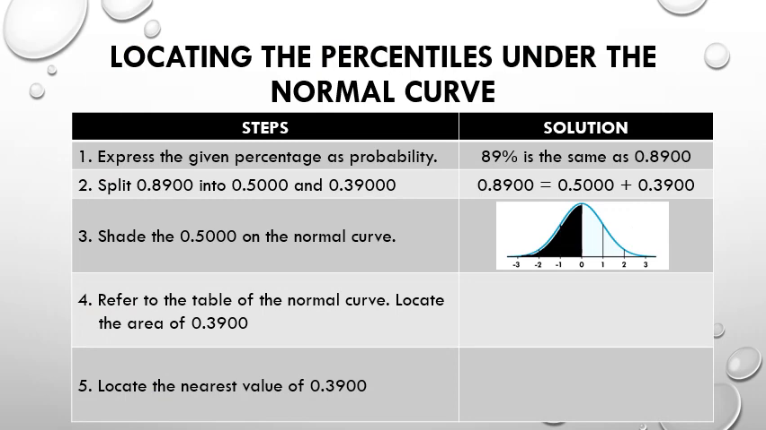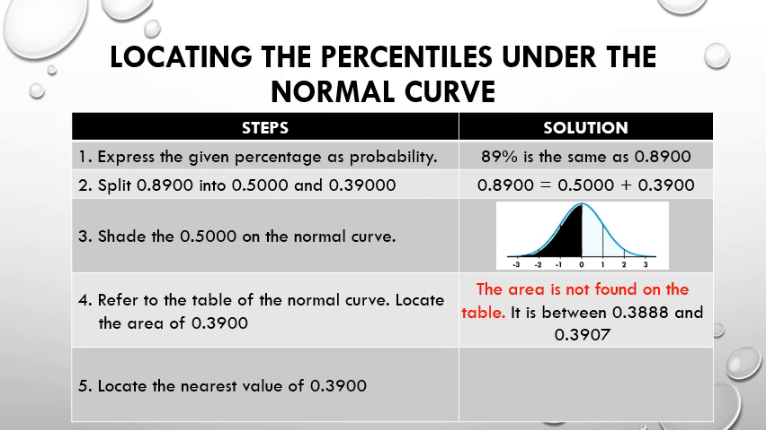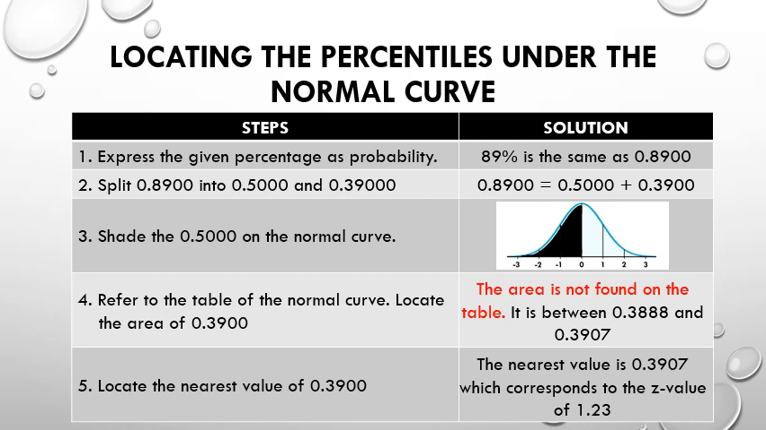Okay, ato na dayon kumpletuhon ang atong solusyon. So for number 4, katong kaganina, it is not found in the table, but it is between 0.3888 and 0.3907. And pagkuha nato diri sa nearest value, so ang nearest value is 0.3907, which corresponds to the z value of 1.23. So that is how to locate a percentile under the normal curve.